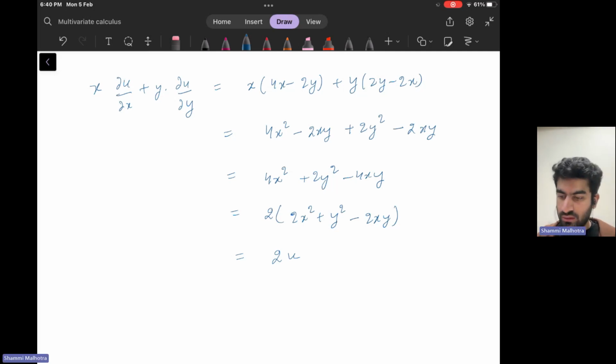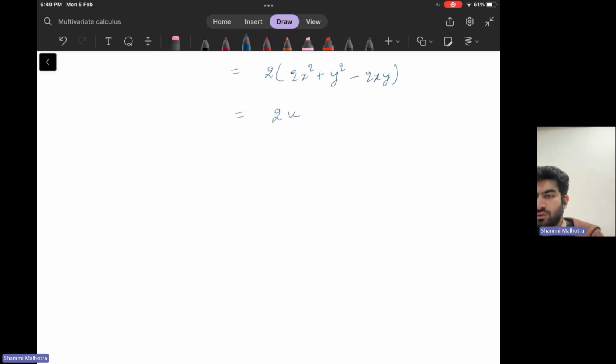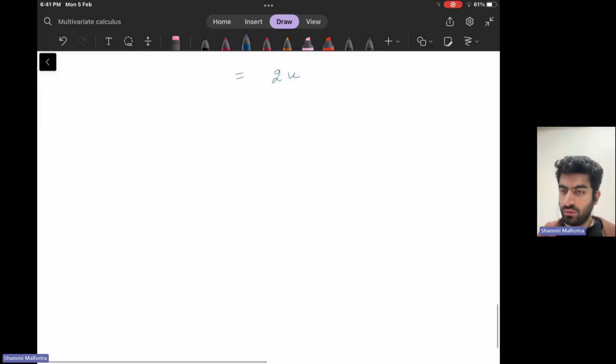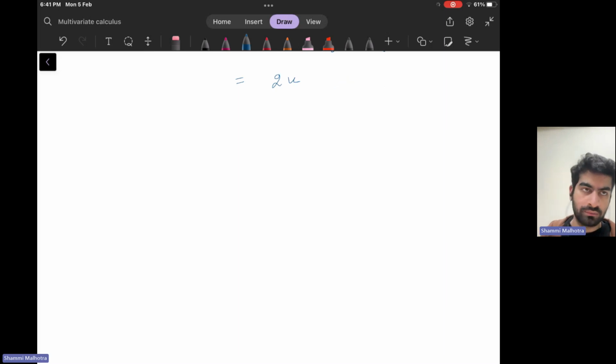So moving on, let's try some more questions. This time I would like to have some questions which use the chain rule. Like in lectures, we saw how we use the chain rule to find partial derivatives when the variables we are differentiating with respect to also have some dependencies. Based on that, let's try one more question to get a hang of the chain rule.